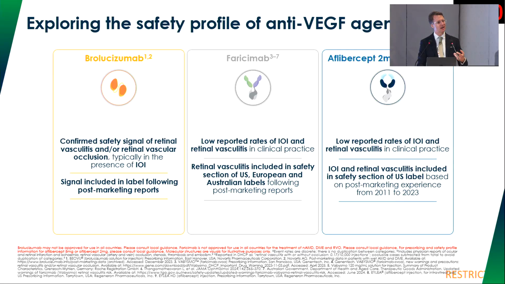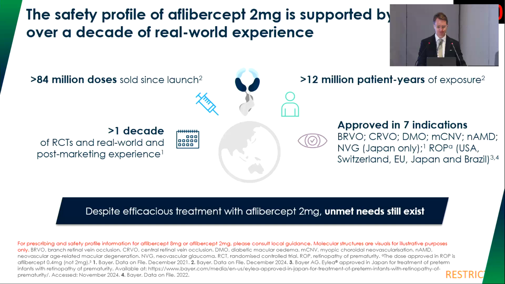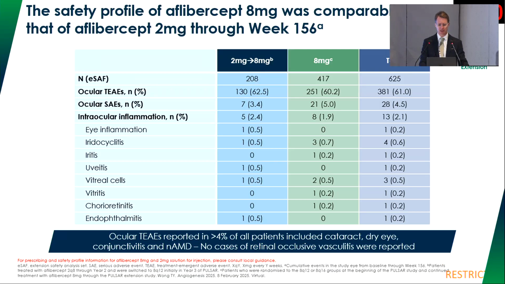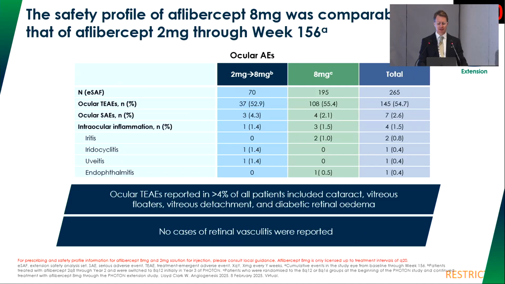I think it'd be reasonable to say that from real-world evidence, brolucizumab has a higher intraocular inflammation rate that's been reported in many jurisdictions, and a much lower rate with faricimab, and numerically slightly lower again with aflibercept 2 milligrams and 8 milligrams, with over 84 million doses sold since launch. It really gives us confidence that aflibercept is a safe molecule to use in clinical practice. So 2 milligrams and 8 milligrams have similar low rates of inflammation in both the PULSAR and the PHOTON study.